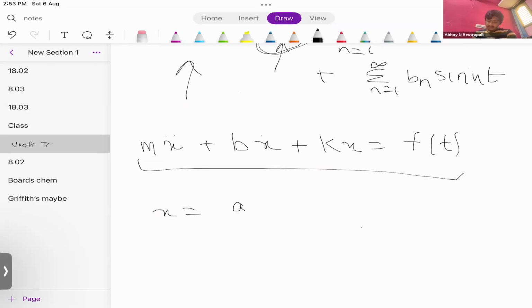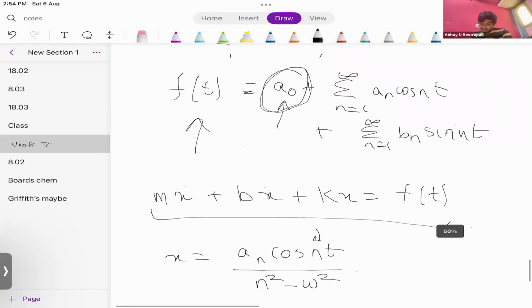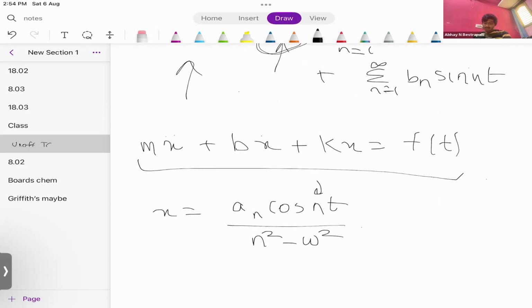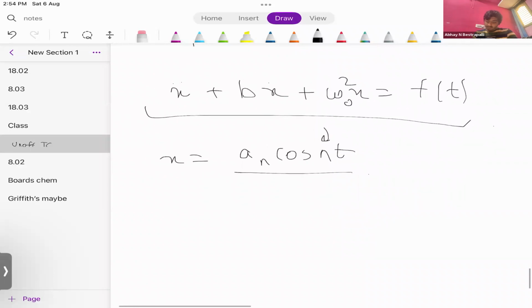So the solution we get is x equals a_n cos nt divided by n squared minus omega squared, right? Because n is basically... did I say something wrong? Give me a second. I didn't use omega naught squared, so let's use this equation instead. I'm basically replacing omega with omega naught.